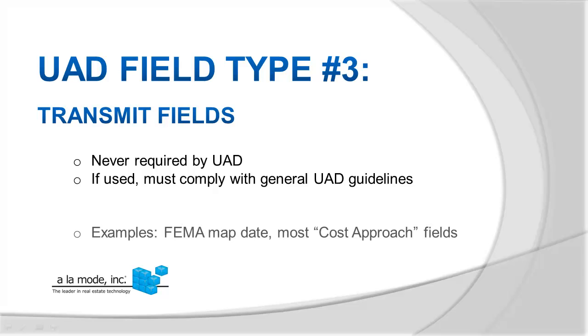A simple example of a transmit field is the FEMA map date field. You don't have to use it, but if you choose to fill out this field, you must use the UAD date format, and WinTOTAL must include that data in the XML. Most other transmit fields have similar requirements. In fact, most of the fields in the cost approach are transmit fields. Some are numbers-only fields. Others require rounding to the nearest whole dollar, and still others are limited to a certain number of characters. If you're familiar with the UAD requirements for required fields, none of these should really surprise you.